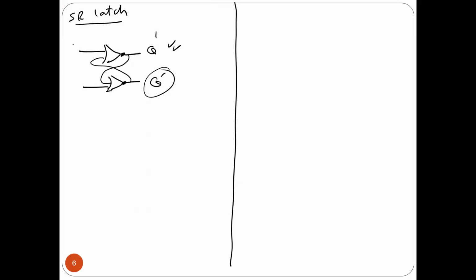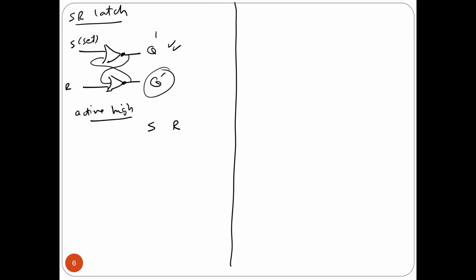Also here, as you see, we have two inputs. One we call set, the other one we call reset. S and R are two inputs that can be used to change the stored value. If you are storing 0, you can make it 1, and you can make it 0 again. So you have control over what the stored value is.